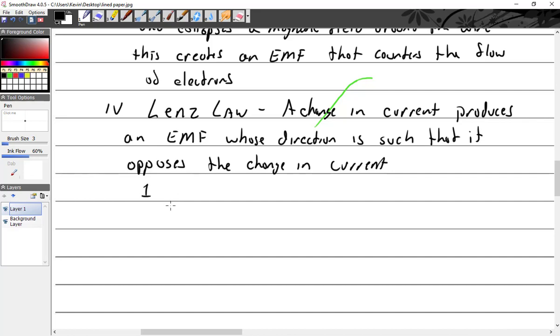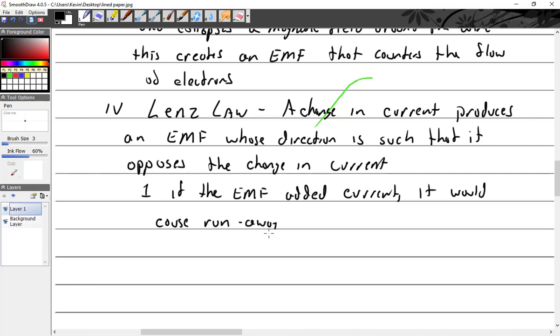I said this already, but if the EMF added current, just to help you think about it, it would cause a runaway current. I'm simplifying that, but if a buildup of this EMF actually helped bring in electrons, it would just grab and pull them through, and you'd get this runaway current flowing. Why? Because of the buildup of EMF.